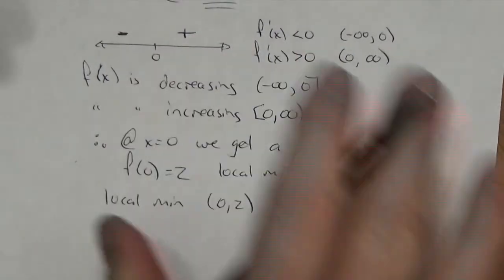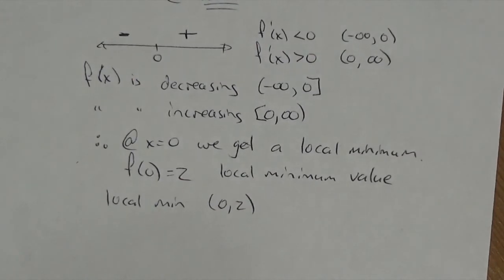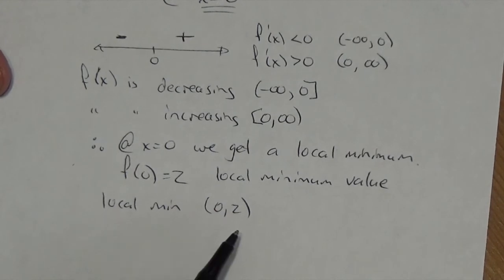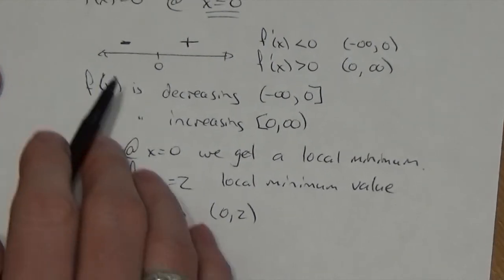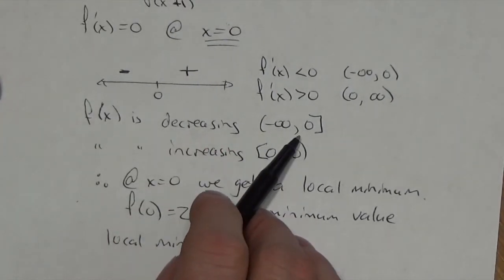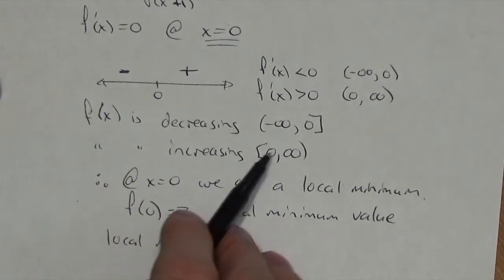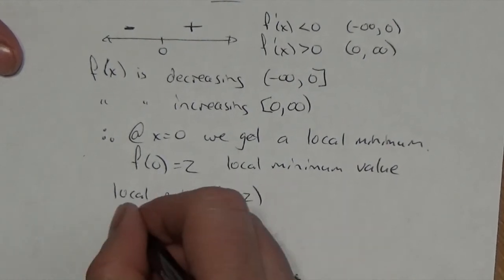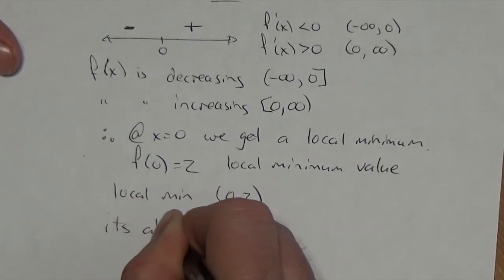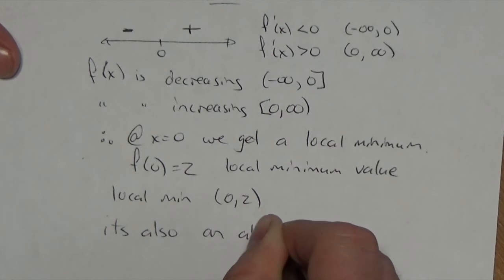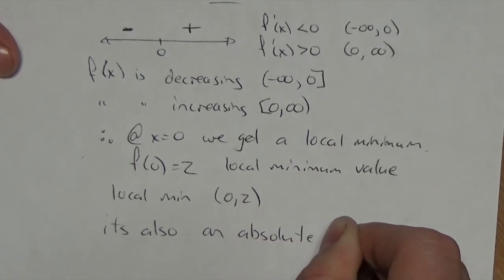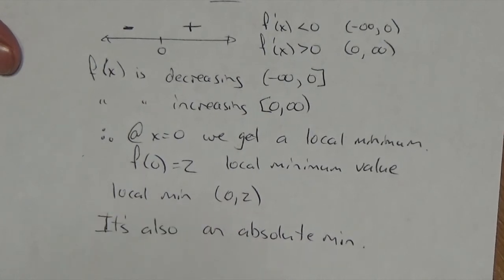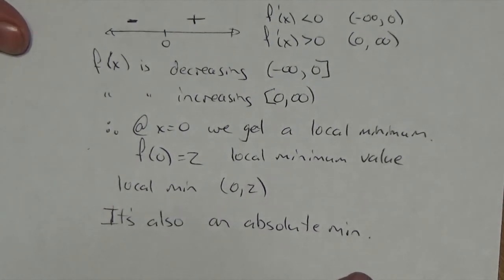But now, just before we wrap up this question and even this little lesson here, bear in mind that this is the only minimum that we've got. From negative infinity to 0, this thing drops, and then from 0 out to positive infinity, it goes up. So not only is that a local min, it's also an absolute min. I hope that makes sense.